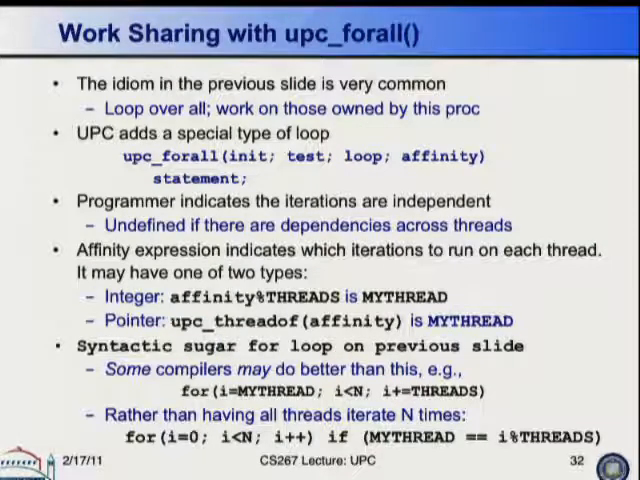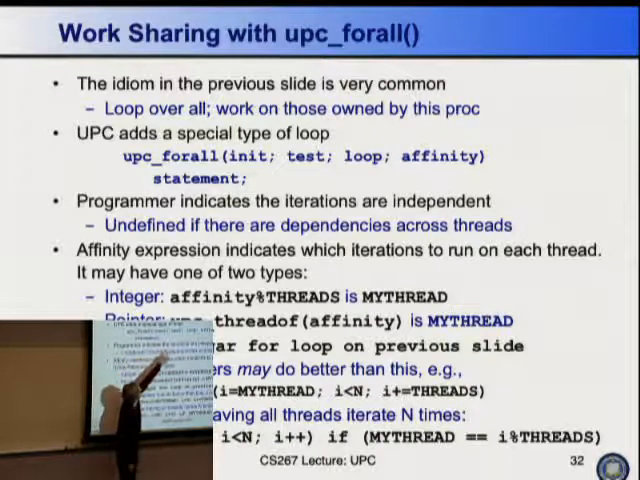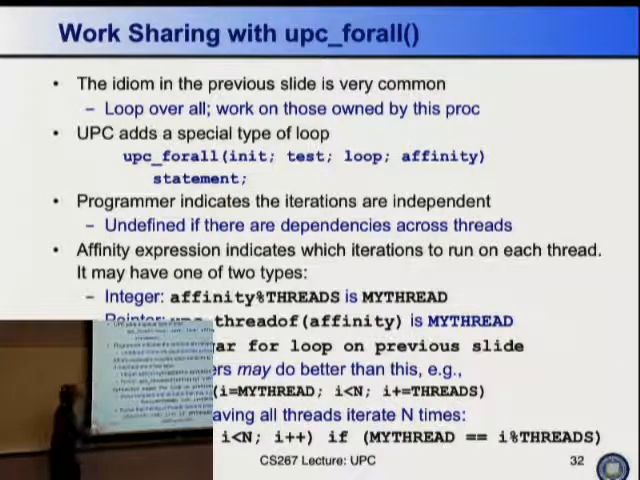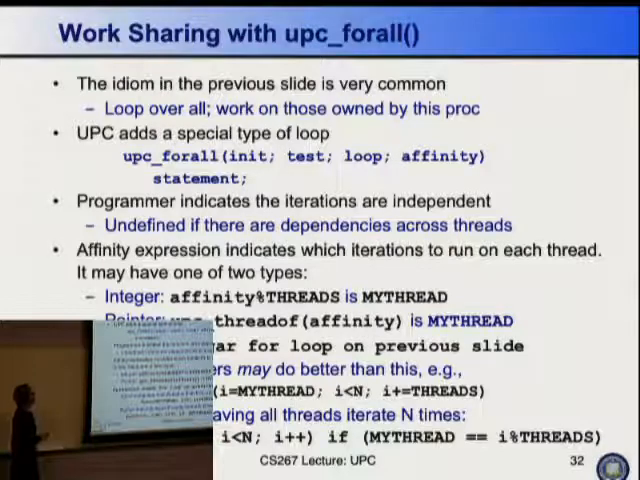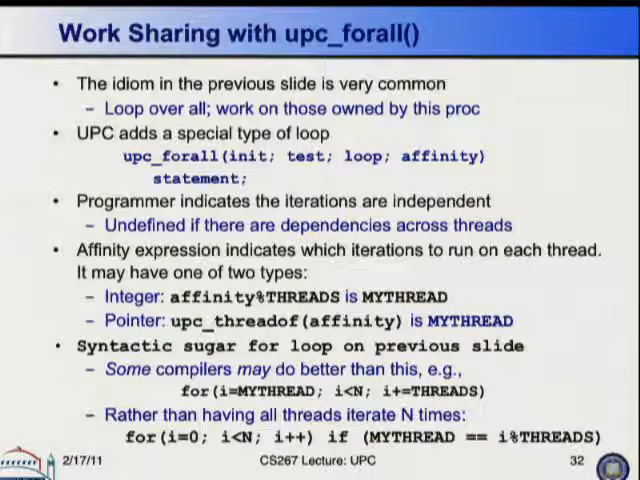So upc_forall just looks like a C for statement, except that it's spelled differently. It has the initialization, the test, and the increment, which are just like the C looping construct. And it has a fourth argument called affinity, which is an expression that has a value associated with it, and if that value is equal to my thread, then that particular statement will get executed that time. So you could think of it as every thread runs the loop header, and every time it does that test to see whether or not MYTHREAD is equal to i mod THREADS.